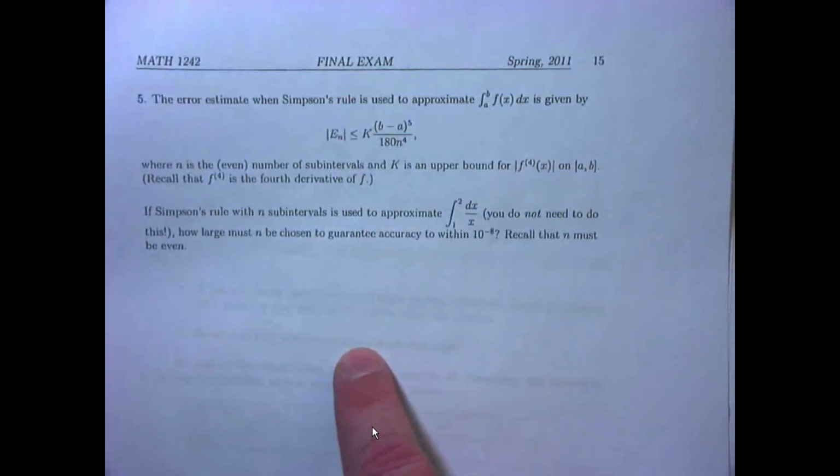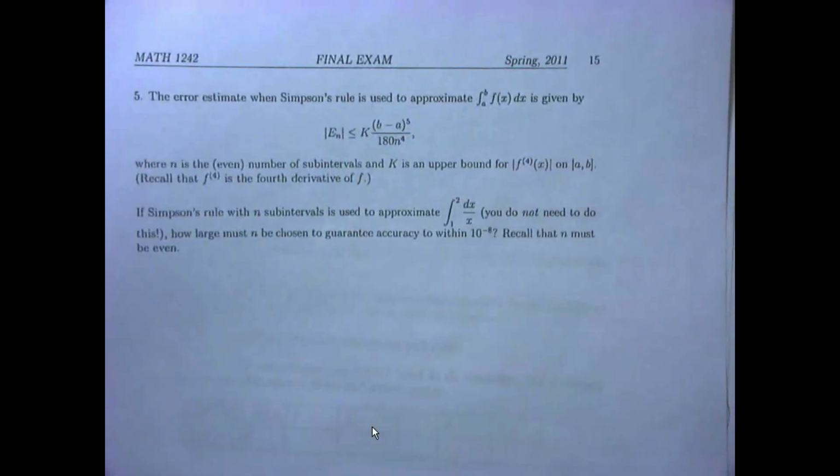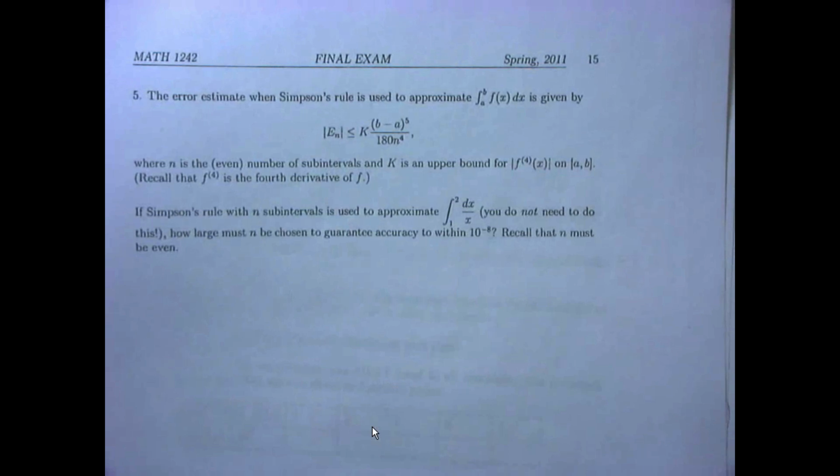All right, here comes the question. So this is all formula. They're just trying to remind you of the old formula here. If Simpson's rule with n subintervals is used to approximate the integral from 1 to 2 of dx over x, how large must n be to guarantee an accuracy within 10 to the negative 8th? Recall, n must be even.